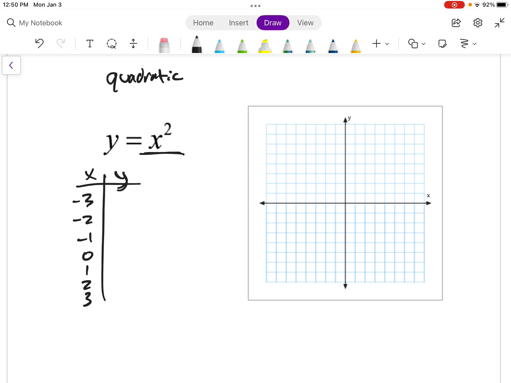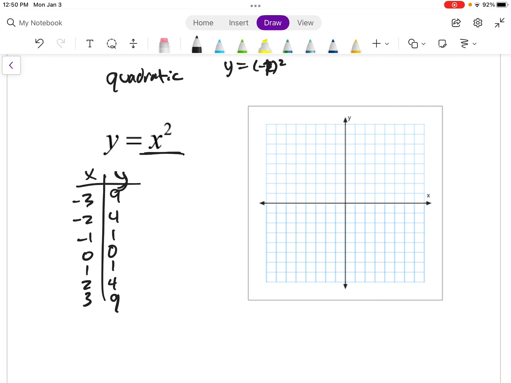So if I plug in negative 3, I'll put it up here. I get y equals negative 3 squared. If I square negative 3, that's negative 3 times negative 3. That's a positive 9. If I plug in negative 2 up here, same thing, just a 2 there. That'd be positive 4. If I plug in negative 1, it's positive 1. 0 squared is 0. 1 squared is 1. 2 squared is 4. 3 squared is 9. So now I have a set of points.